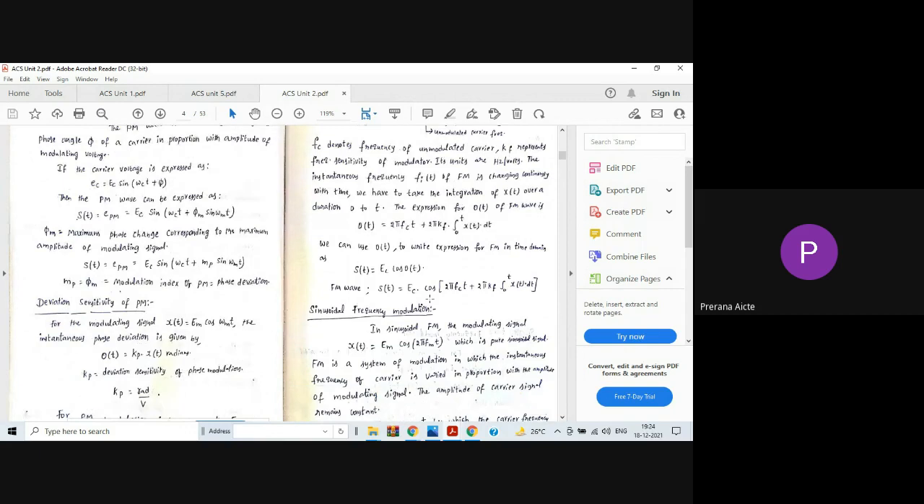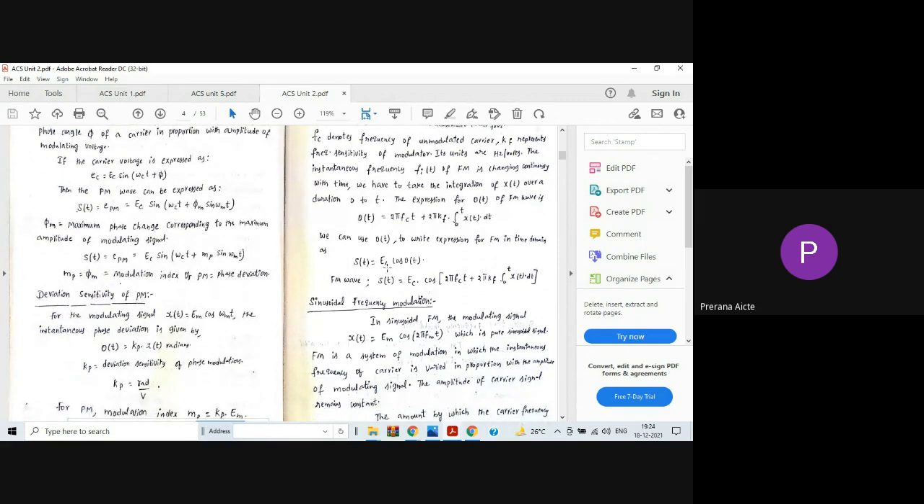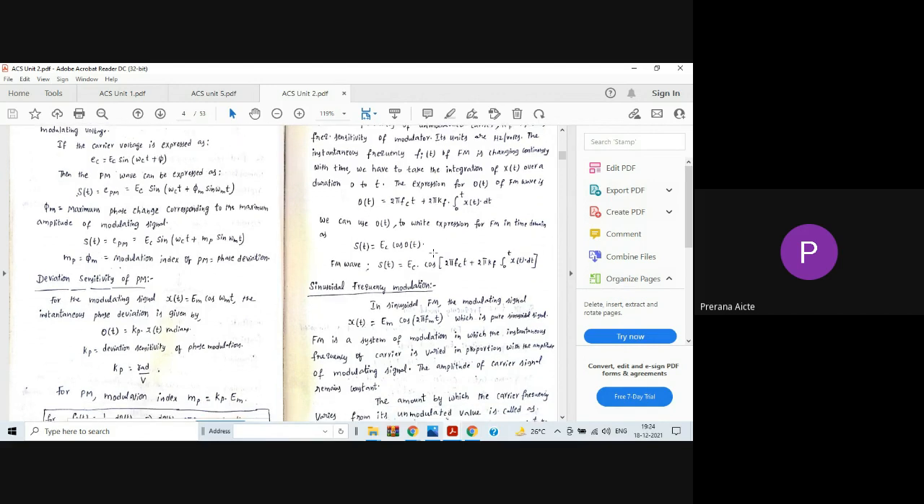So the general mathematical expression for the frequency modulated wave is s(t) equal to Ec into cos of theta(t), what is that? 2 pi fc t plus 2 pi kf integral 0 to t x(t) dt, which is the frequency modulated wave, general mathematical expression.